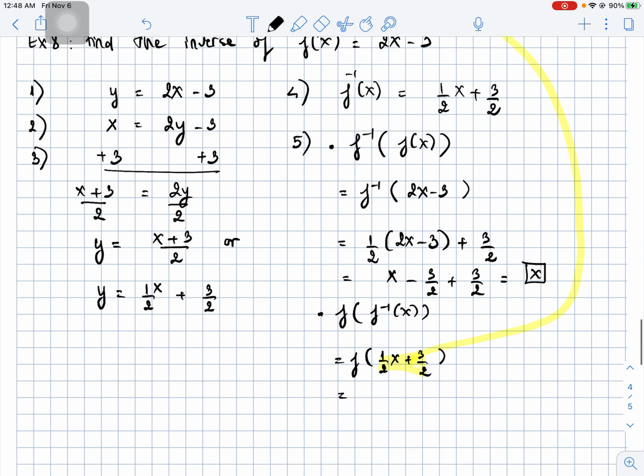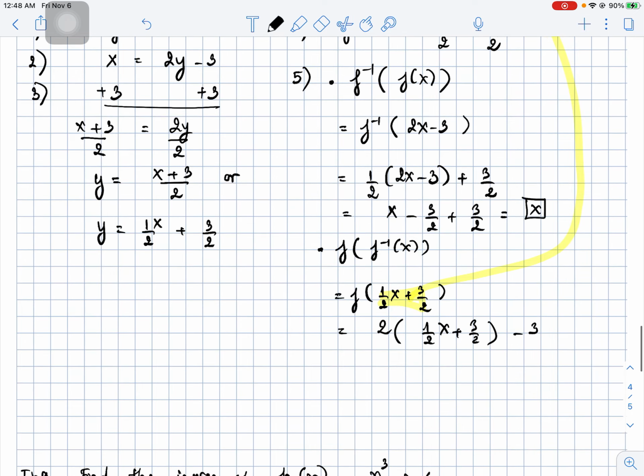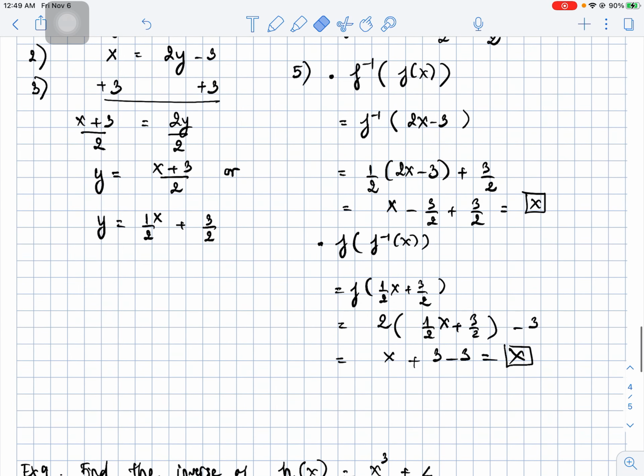So we will get 2 times 1/2 x plus 3 over 2 minus 3. We distribute the 2 and we see that the 3 cancel out and we get the answer is x. And then we know that our answer is correct. Our answer is again in step number 4.